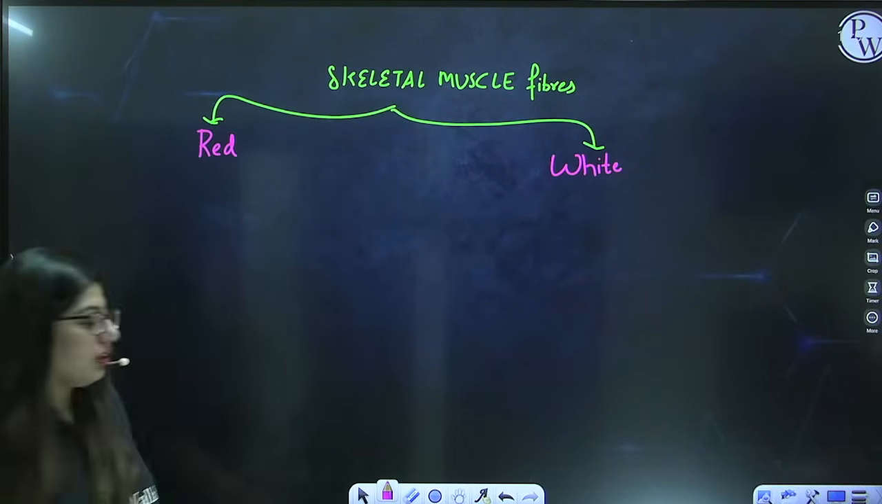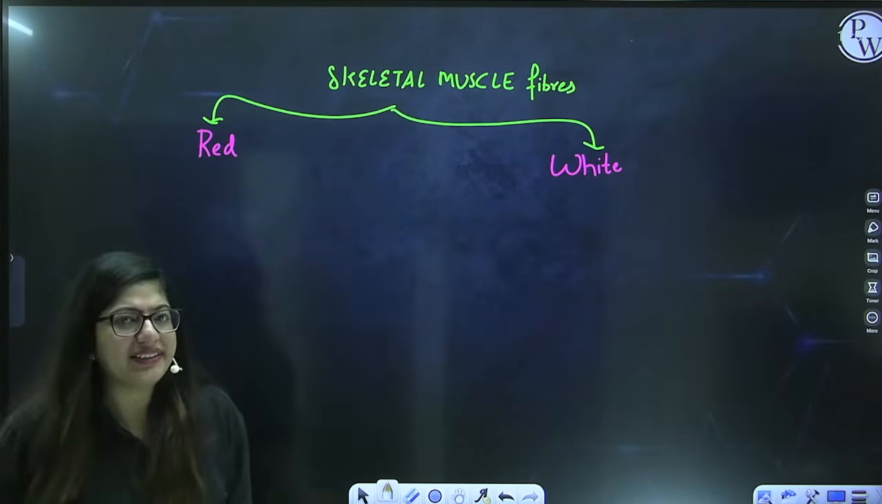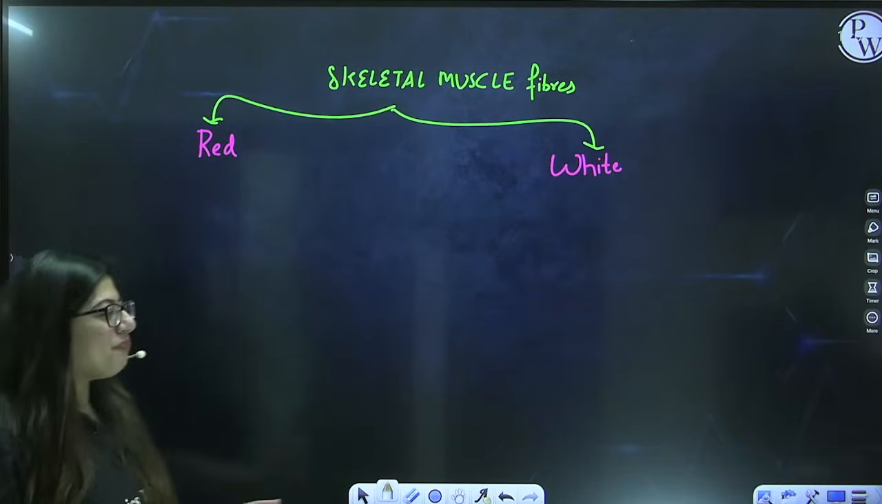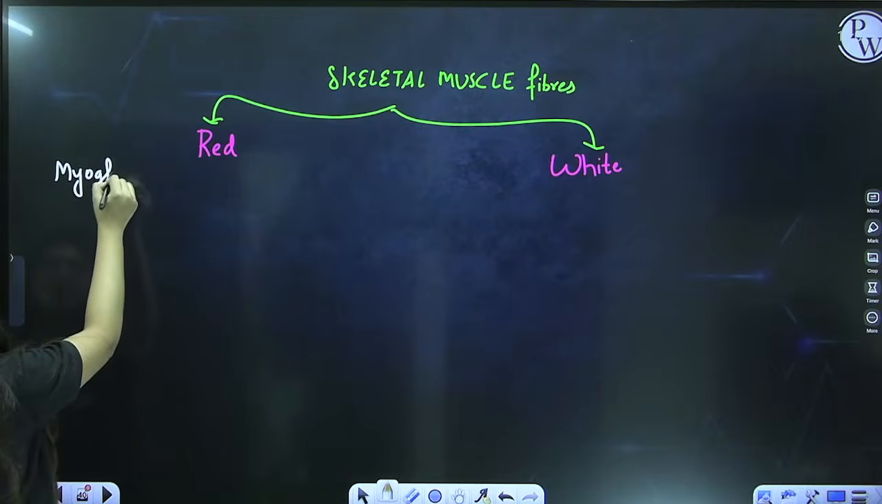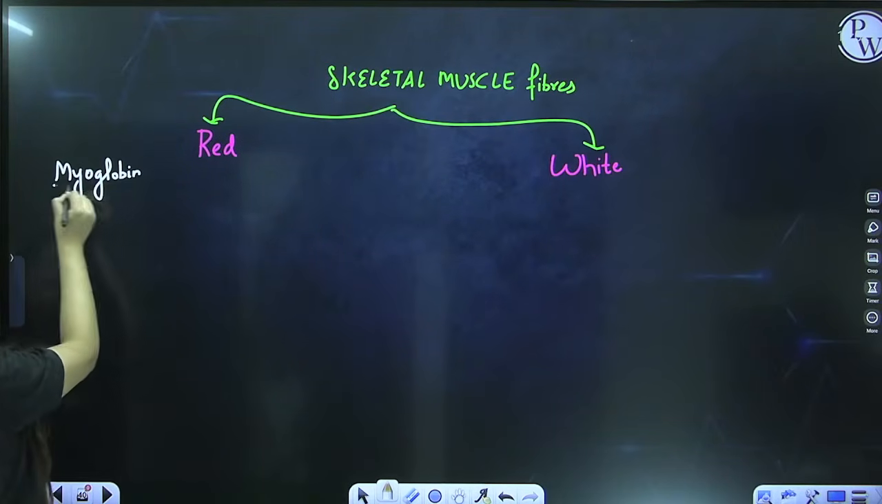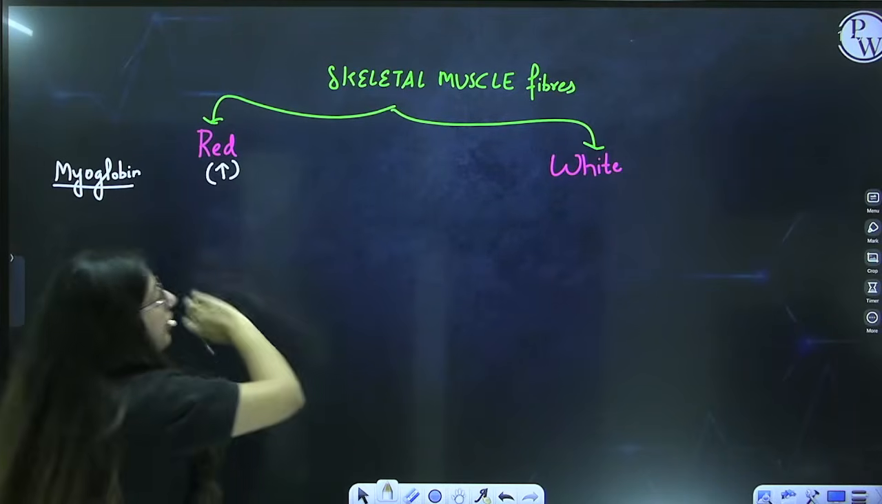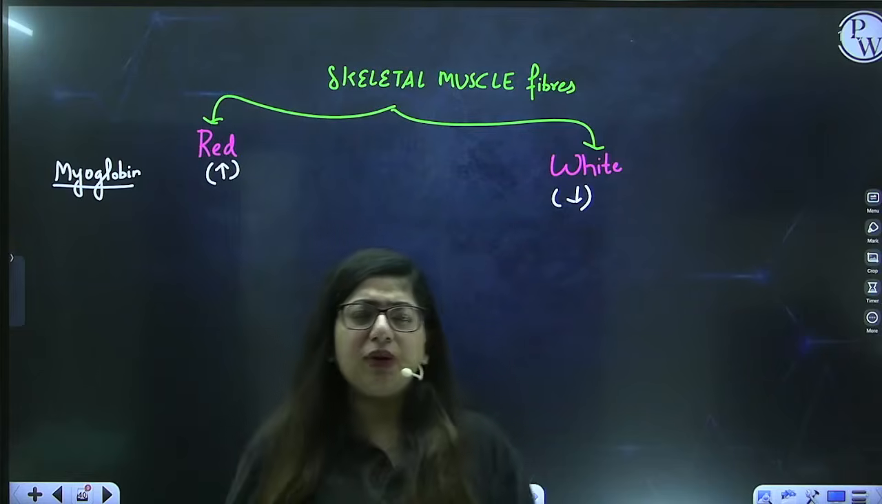Okay. Now, what's the difference between the two? Obviously, the color of the red will be red and white will be white. That I'm not going to discuss. First of all, why is red red? That can be a point of discussion. Because myoglobin pigment is more in red muscle fiber and less in white muscle fiber. Why is red red? Because it has myoglobin.